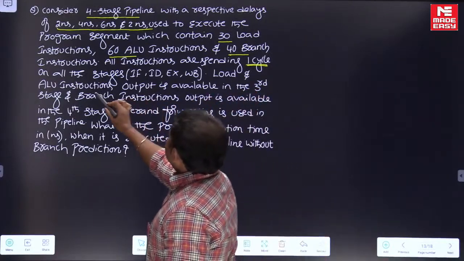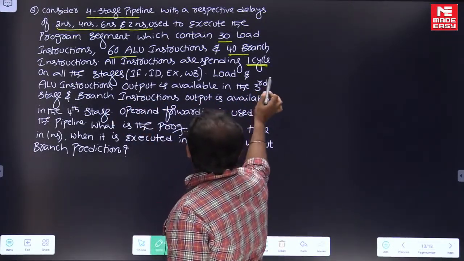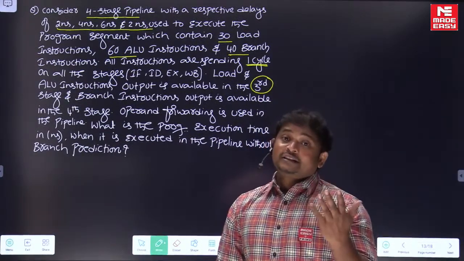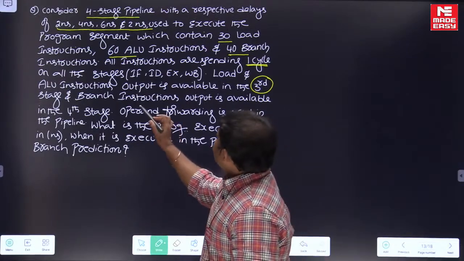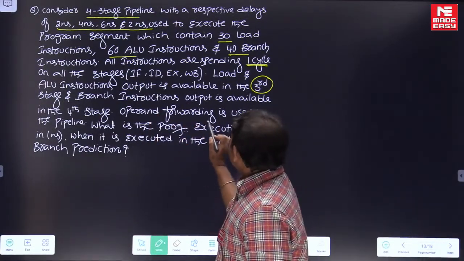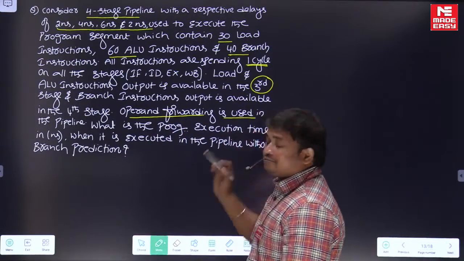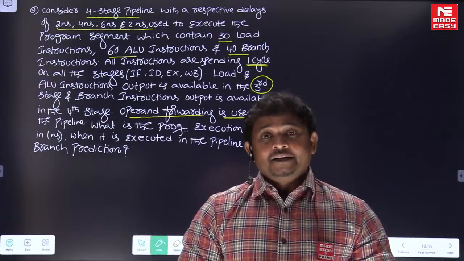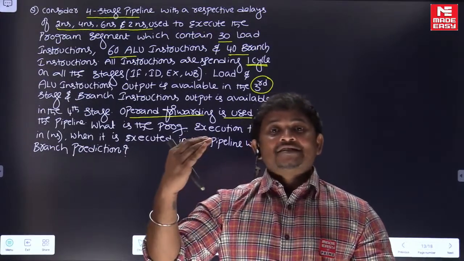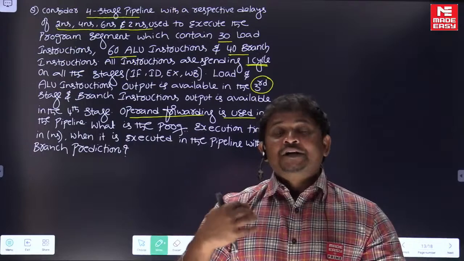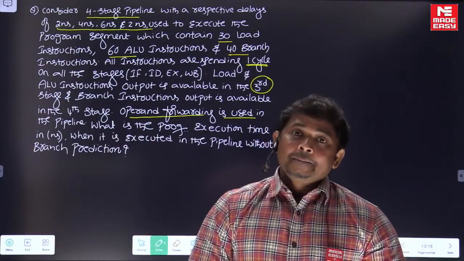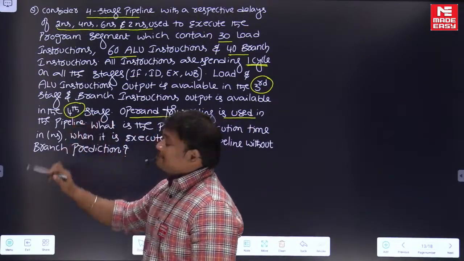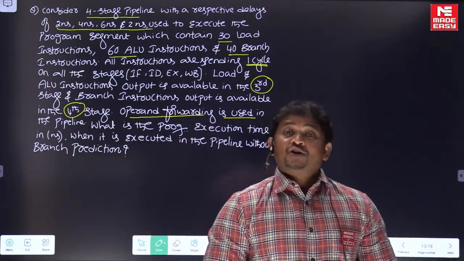Load and ALU instruction outputs are available in the 3rd stage. Operand forwarding is already used in the pipeline. When operand forwarding is used, data dependency stalls are not present, because EX stage data is immediately accessible to the ID stage. Now, branch instruction output is available in the 4th stage.